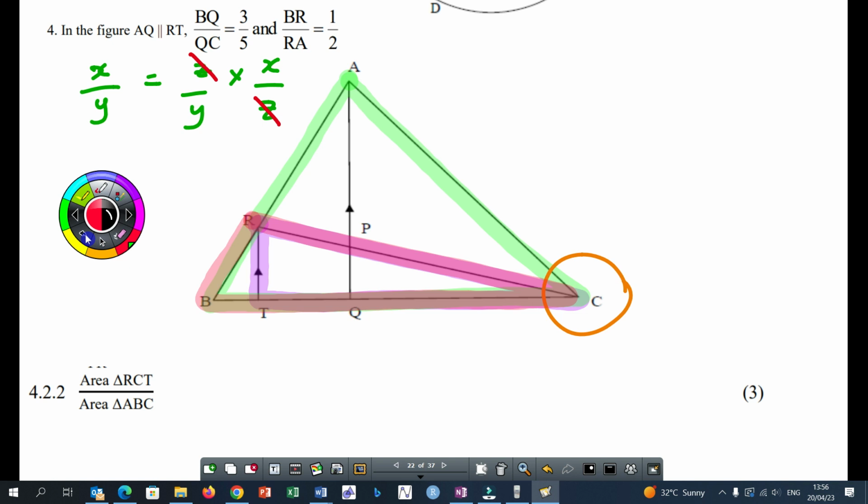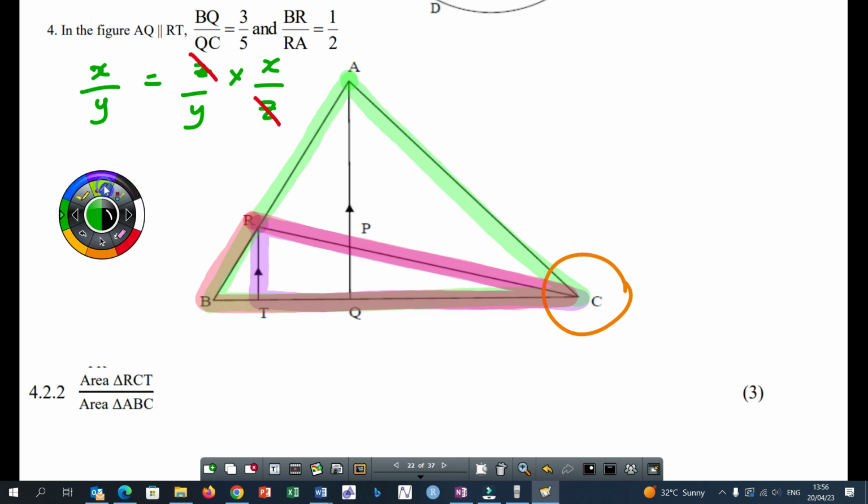Now this is another case which you can also encounter, whereby the two given triangles share a common vertex but not a common height. Therefore, to determine the ratio of their areas, you have to determine a third triangle which is related to both. It must share a common vertex and also a common height with both of them. Once you identify that, the question becomes easy.